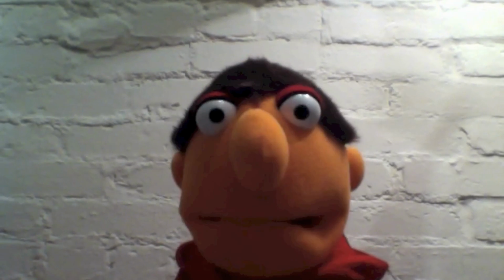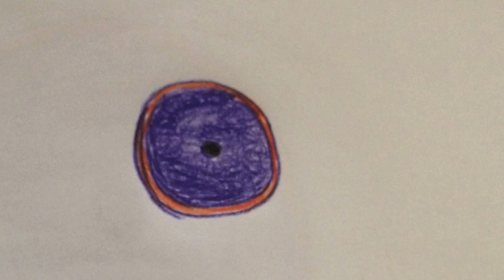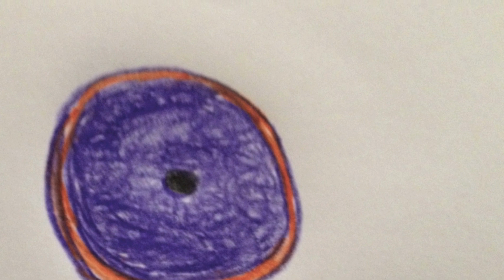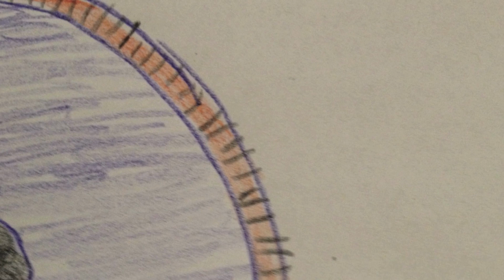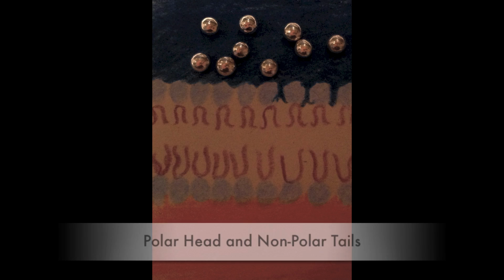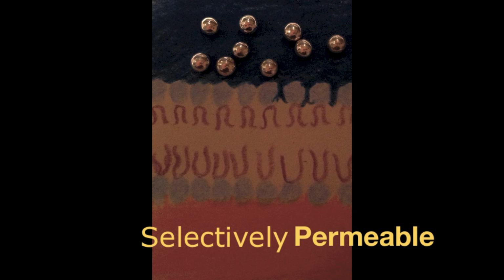Let's take a look at a cell. This is a cell. Now, magnify the very edges, please. This is the phospholipid bilayer. It is made up of a series of polar heads and nonpolar tails. There are also proteins embedded within the phospholipid bilayer. The cell membrane is selectively permeable and regulates what goes in and what comes out of the cell.